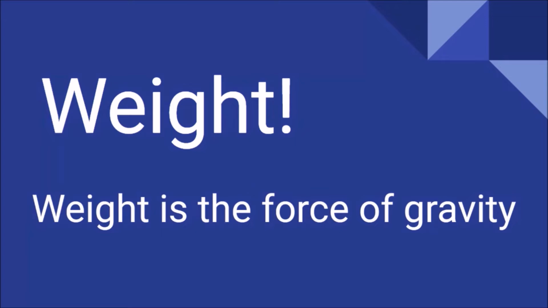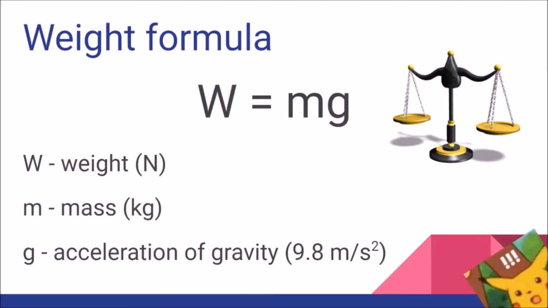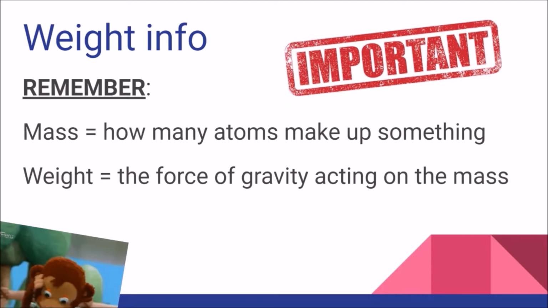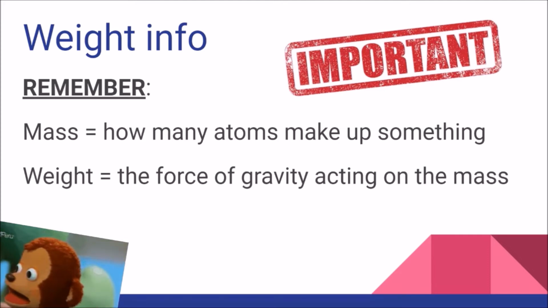That brings us to weight. Weight is a type of force. Specifically, it's the force of gravity, pulling things to a bigger mass. The formula for weight is W equals mg, where W is weight in newtons, m is mass in kilograms, and g is the acceleration of gravity, which is always 9.8 meters per second squared. This is basically the same formula as F equals ma. Important info for remembering about weight is mass and weight are very different. Mass is how many atoms make up something, and weight is the force of gravity acting on the mass.